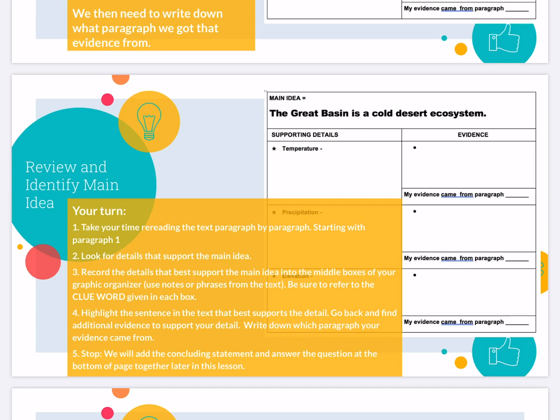You're going to highlight the sentences in the text that best support your detail. You're going to go back and find additional evidence to support your detail, and then you're going to write down which paragraph your evidence came from. Then we'll go through and we'll put together a concluding statement. So do this first, pause it, and come back so that we can write a concluding statement together.